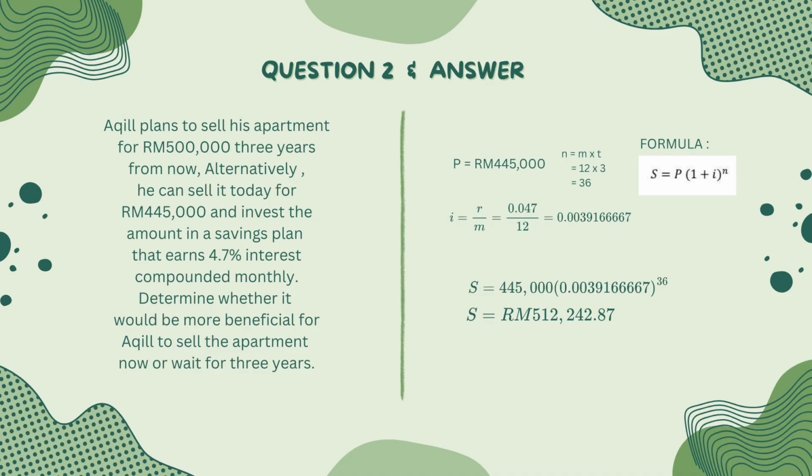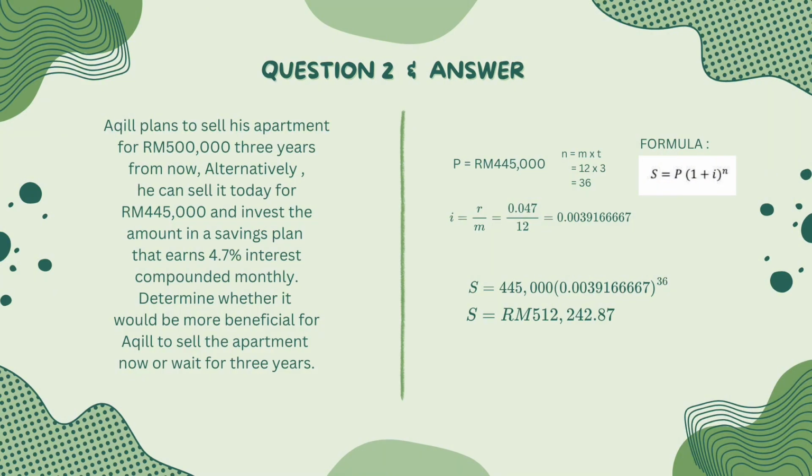In this question, we will use the same formula as question 1, that is S equals P multiplied by (1 plus I) exponent N. First things first, as usual, we will list out all of the variables based on the information that has been included in the question. So the P value is 445,000, the R value is 4.7% or 0.047, the M value is 12, and the T value is 3. The I value can be obtained by dividing 0.047 by 12, which gives 0.0039166667. And lastly, the N value can be obtained by multiplying M and T.